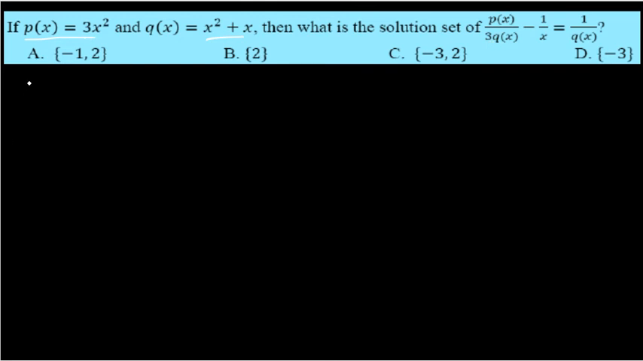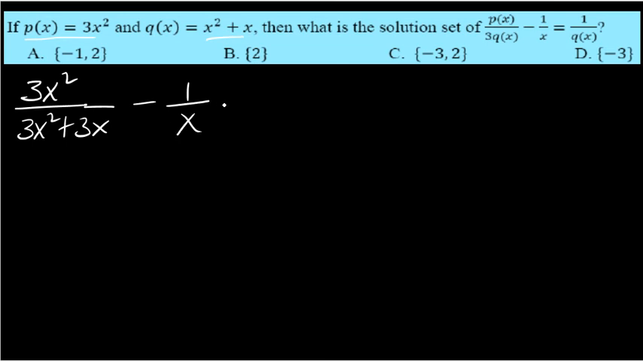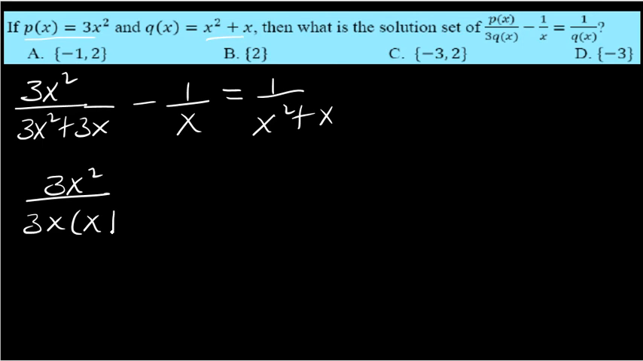It's going to be 3x squared, the whole over 3 times q of x, so I'll multiply this one by 3. It's going to be 3x squared plus 3x, minus 1 over x is equal to, on the right side, 1 over q of x, which is x squared plus x. Then here let's take out the common factor in the denominator. It's going to be 3x squared over, what's common? It's 3x. Then what's left? X plus 1 is left. Minus 1 over x is equal to 1 over x common, x plus 1.